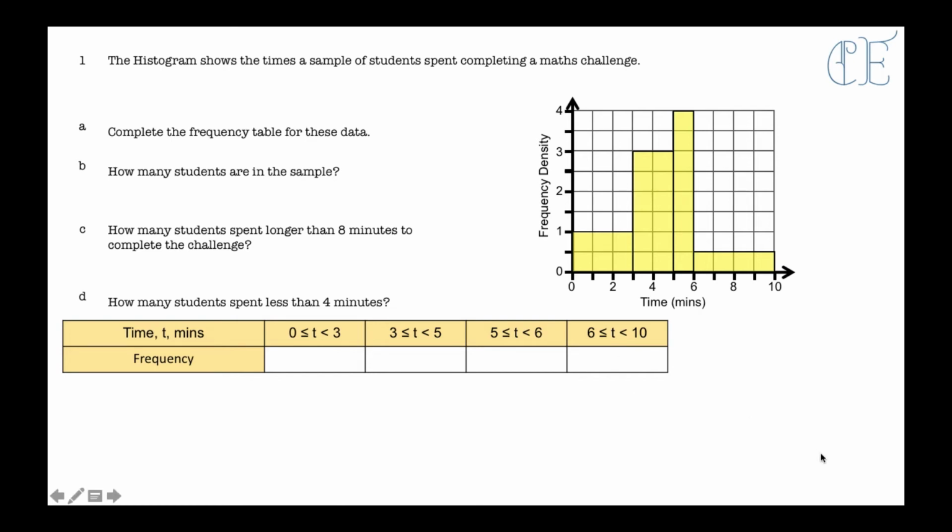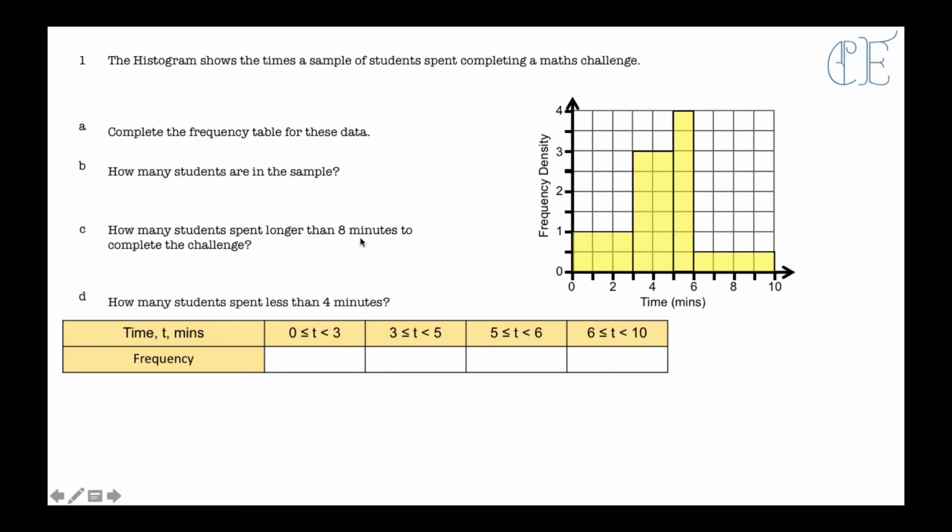Okay, so if you've paused the video and had a go, let's have a look at this first question. It says, the histogram shows the times a sample of students spent completing a maths challenge. Complete the frequency table for these data. So let's just quickly look through the questions. To complete the frequency table, we will just do exactly the same as we were doing before. We do the width here times the height for each bar. For B, how many students are in the sample, you then will just count how many are here.